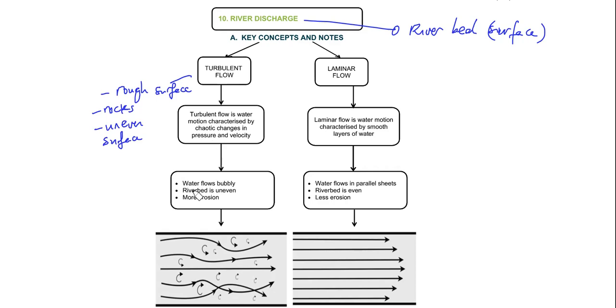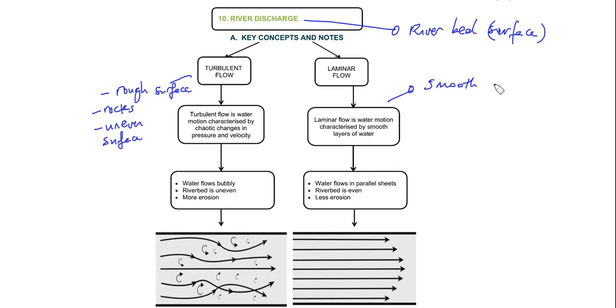Then the water flows bubbly, the riverbed is uneven, and there is more erosion. That's what you're having. So you can see how the water is flowing here. That's what we call turbulent flow. So you must be able to notice it. And now, what about laminar flow? Laminar flow is where we have a smooth surface, guys.